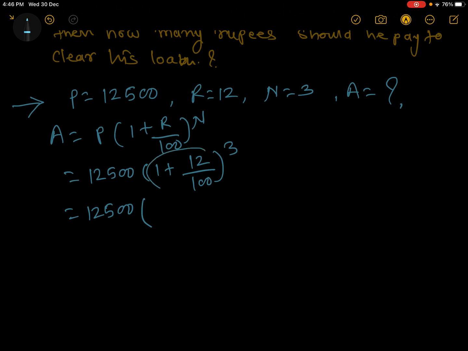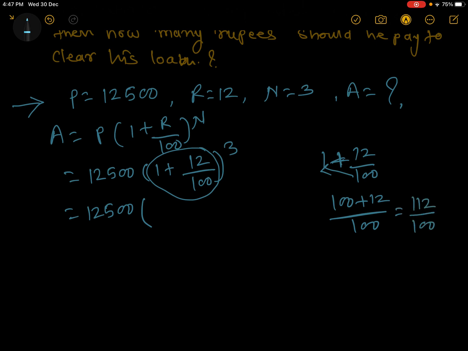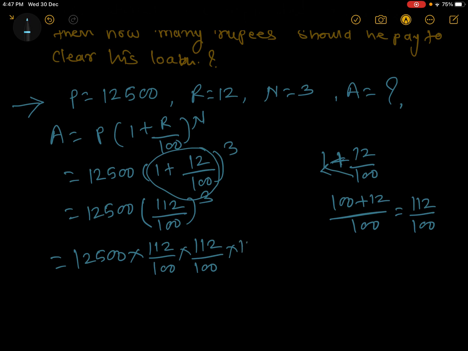Again we have to solve this bracket first, that means 1 plus 12 upon 100. For this addition we have to take cross multiplication. 100 into 1 is 100 plus 12 upon 100. That means it is equal to 112 upon 100. Then we write here 112 upon 100 raised to 3. Then it is equal to 12500 into bracket raised to 3. That means this term is 3 times multiplication.